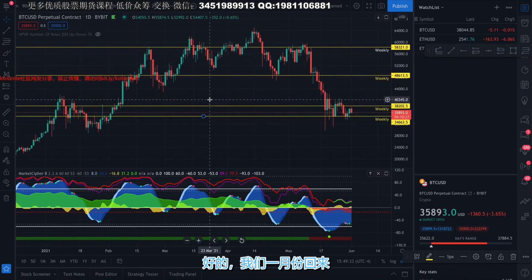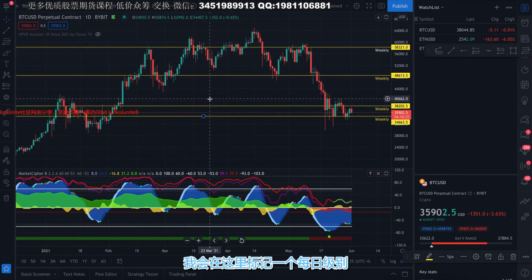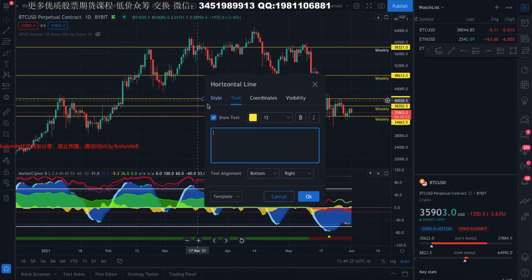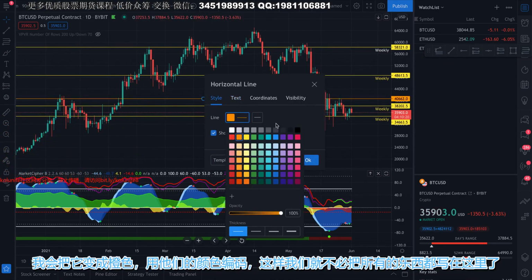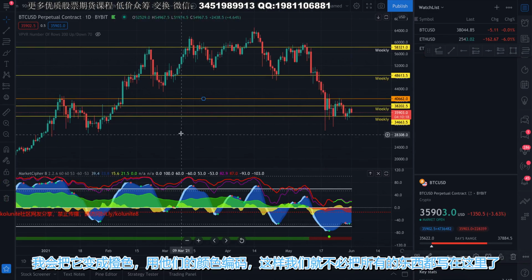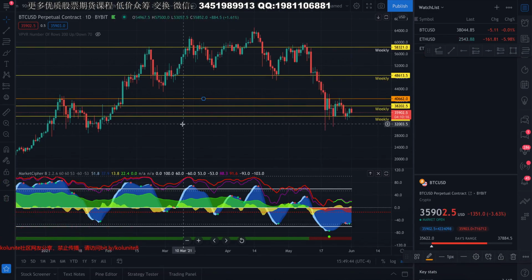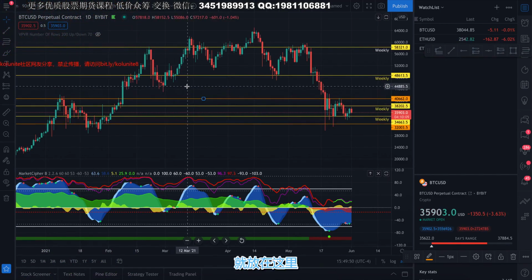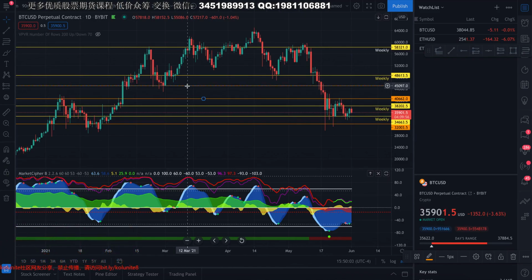Okay, we're back in January. I would mark one right here, a daily level. I'll make it orange. They're color coded, so we don't have to write everything on here. I'd put one right here as well at 32. Put one right down here at about 45. Right about 45.